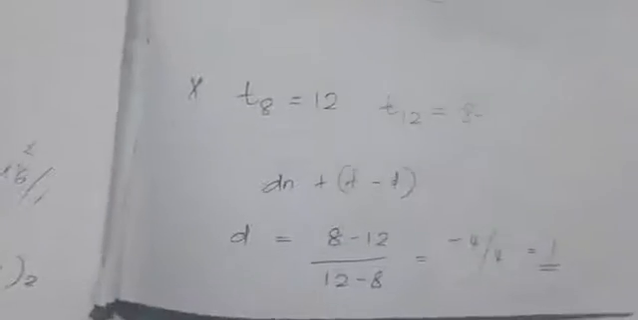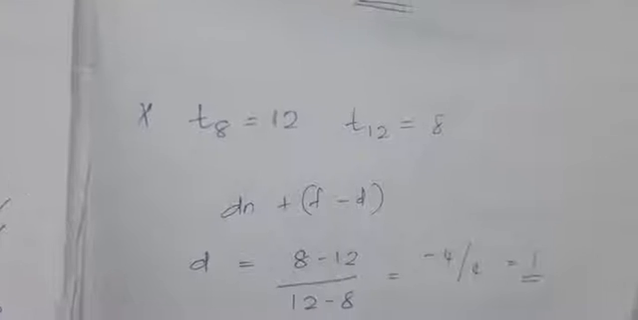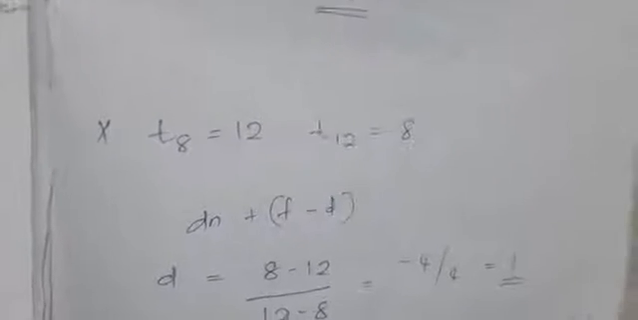Okay, now it is clear. So the question is: the 8th term of a sequence is 12 and the 12th term of the sequence is 8. We have to form the general formula. As we know, the general formula is an plus b, but here we have to substitute the values of a and b. n will change, because we have to find the nth term. So the value of n can change according to the position.